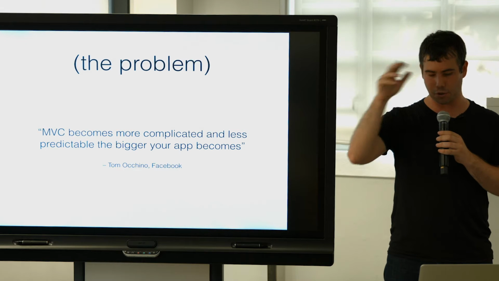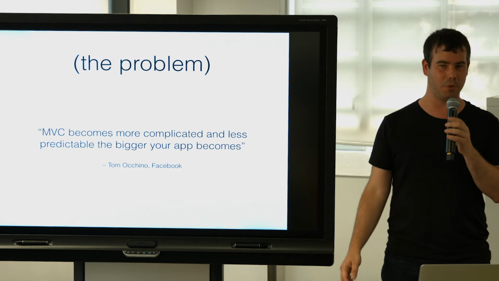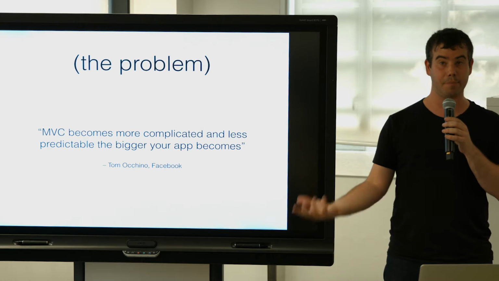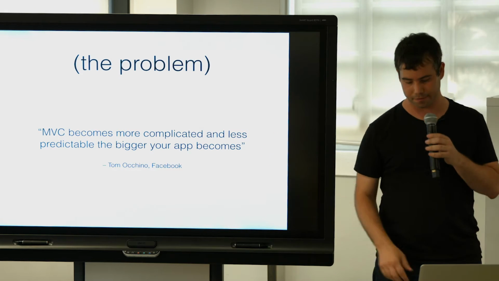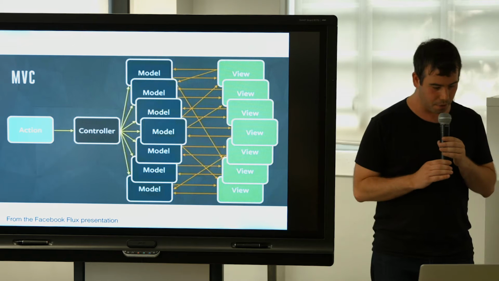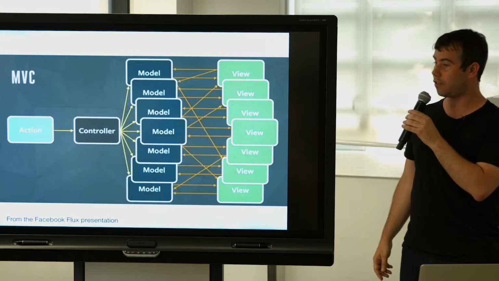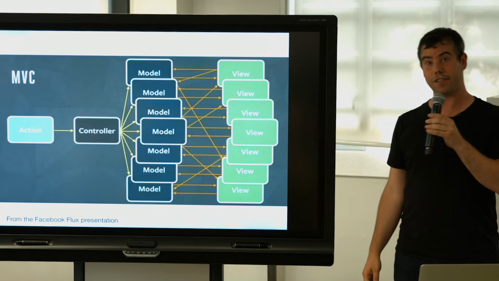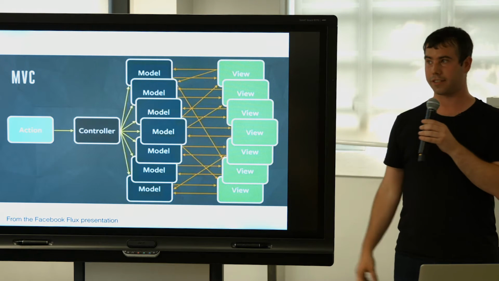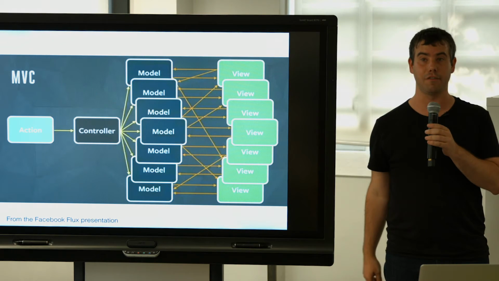This was shown by a guy named Tim Ochino during, I think, the 2014 Facebook F8. They basically said that MVC becomes more complicated and less predictable the bigger the application becomes. And to prove their point, they showed this. Now, the biggest problem with this diagram is that it talks about very, very specific implementations of MVC, which isn't necessarily correct, or at least not part of the core definition of MVC. But it does highlight one specific problematic issue that MVC presents.